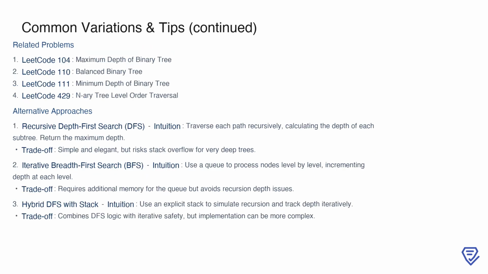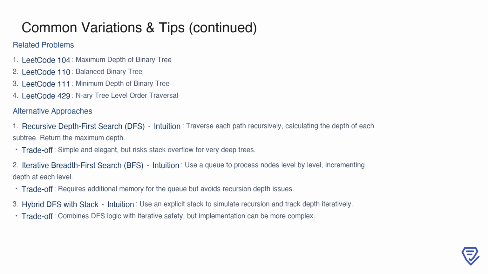Finally, let's connect this problem to related ones and explore alternative approaches. Some similar problems include LeetCode 104, which involves finding the maximum depth of a binary tree, and LeetCode 110, which focuses on determining whether a binary tree is balanced. Other examples include LeetCode 111 for finding the minimum depth of a binary tree and LeetCode 429, which covers level order traversal in an N-ary tree.